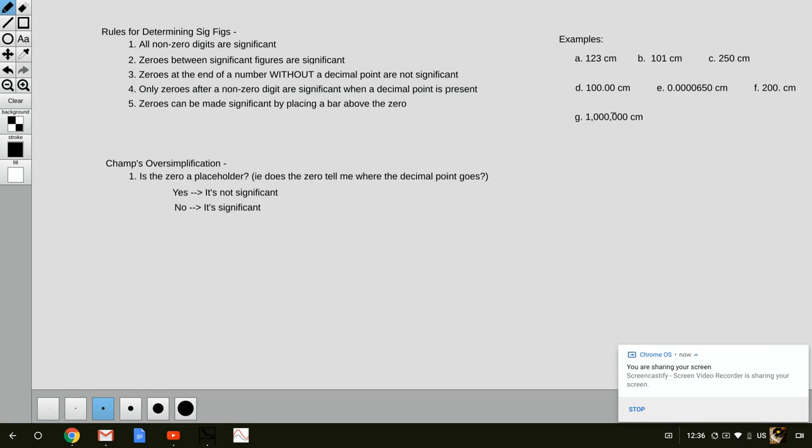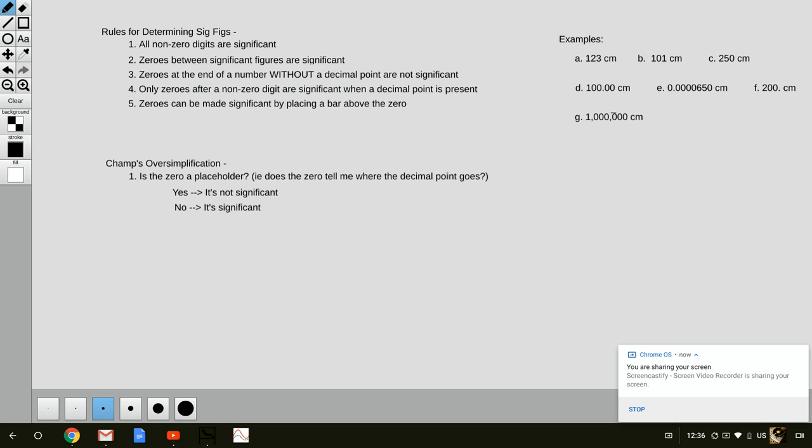All right, so we're going to talk about Sig Figs here. A little tutorial on Sig Figs. In this one, I'm going to go over the two ways to determine Sig Figs. The first way is the rules, and I've rewritten these rules a little bit differently than I explained them in class, so hopefully they'll be a little bit more clear. And then I'm also going to go over Champ's oversimplification, so that we can go through all of this.